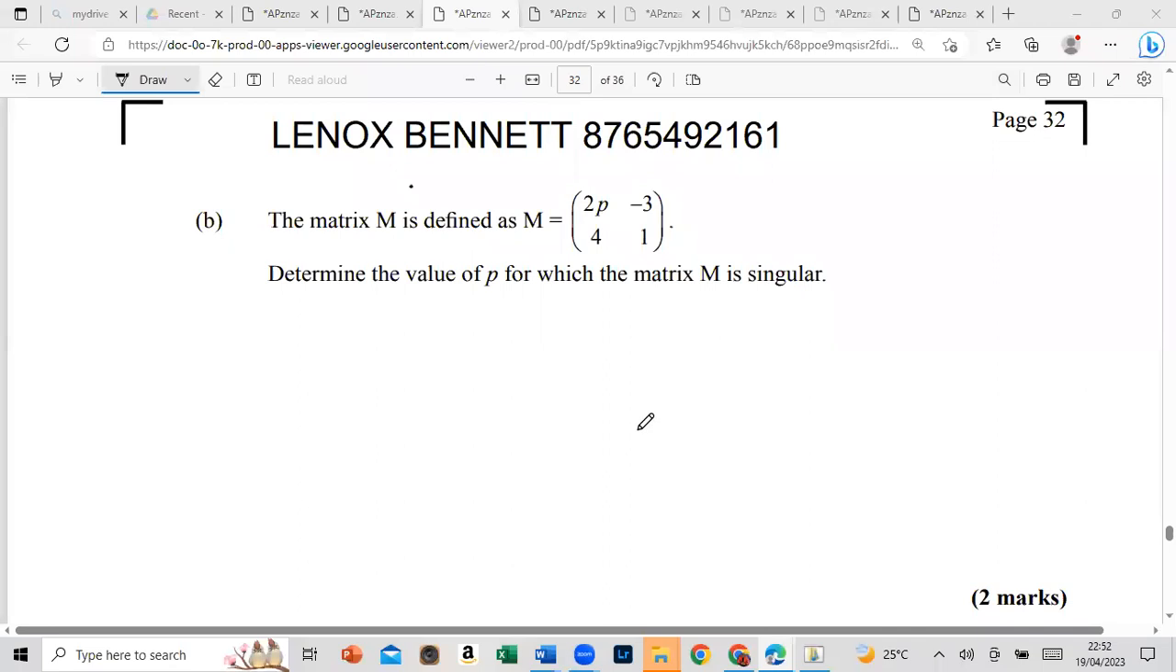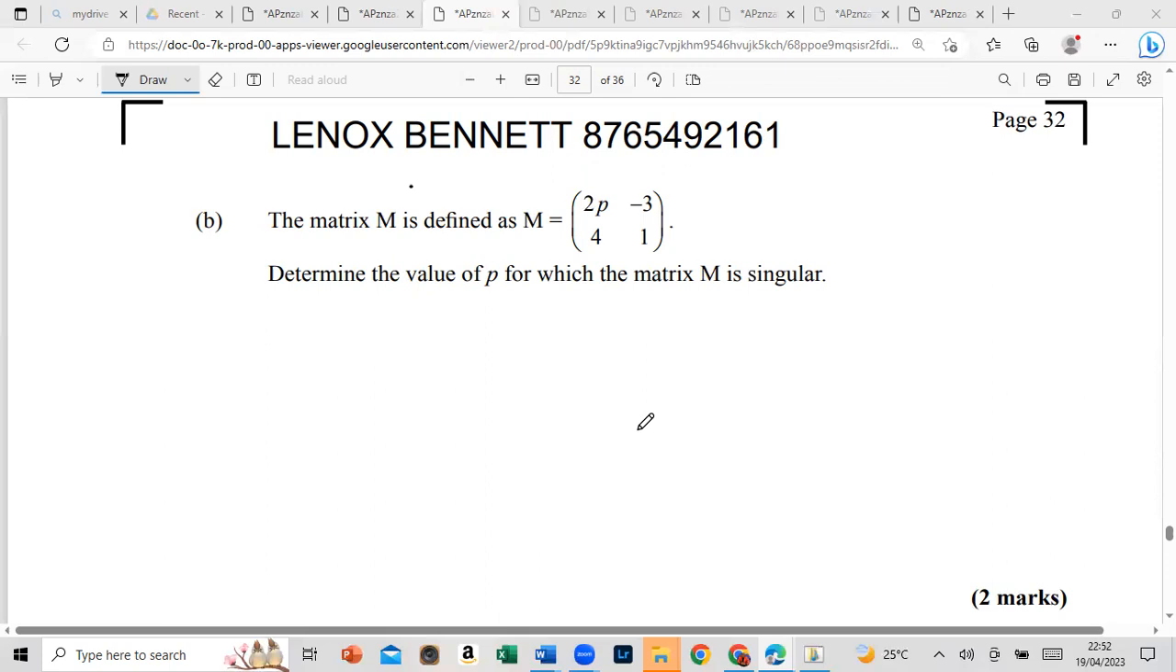Alright, so on to another one here. The matrix M is defined as M is equal to 2p, negative 3, 4, and 1. Determine the value of p for which the matrix M is singular. Actually glad this one came up because a singular matrix is part of the syllabus. So yeah, let's go.